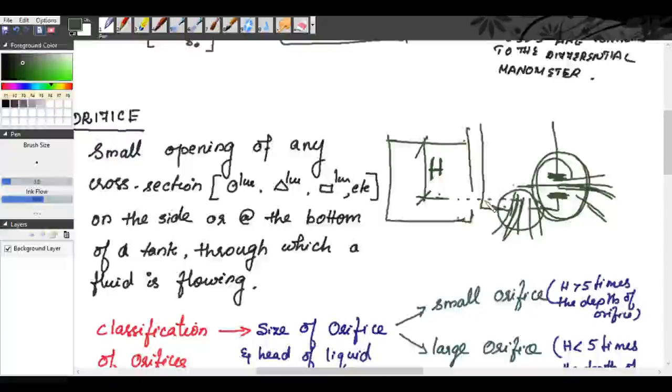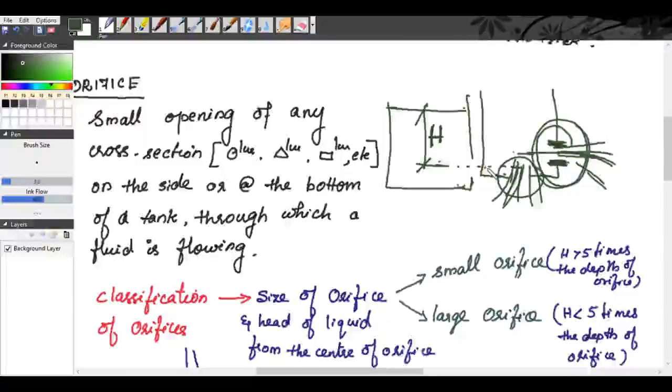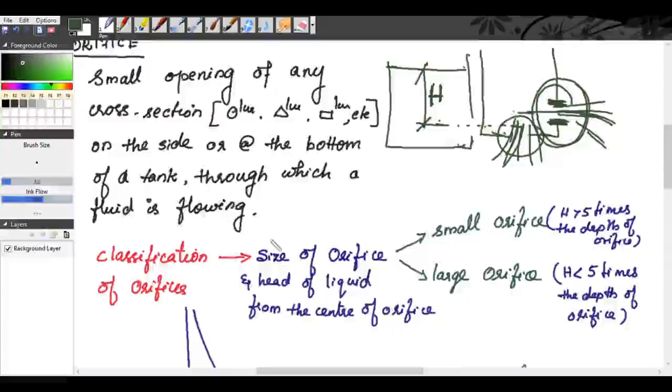Based on the size of the orifice or the head of liquid from the center of the orifice, orifices are classified into small orifice and large orifice. If the head is larger, that means the orifice is smaller, and you call it a small orifice. If the head is smaller, that means your orifice is larger, and you call it a large orifice.